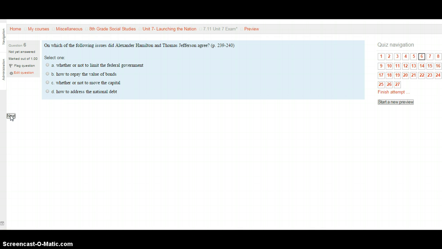Question 6. Which of the following issues did Alexander Hamilton and Thomas Jefferson agree on? This is page 239 to 240. Did they agree on A. whether or not to limit the federal government, B. how to repay the value of bonds, C. whether or not to move the capital, or D. how to address the national debt? Go ahead and go to pages 239 and 240 and see what these two agreed on. Select the choice, and then go ahead and hit the Next button whenever you're ready.